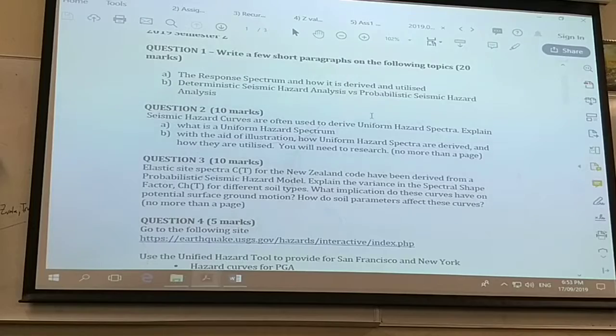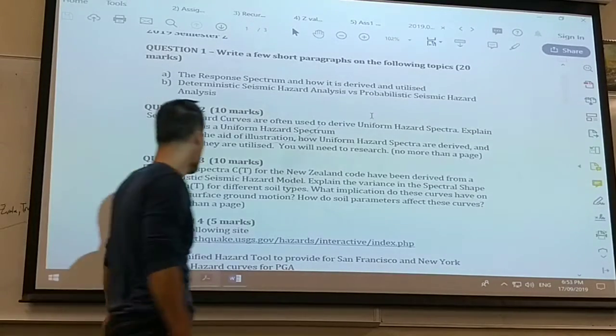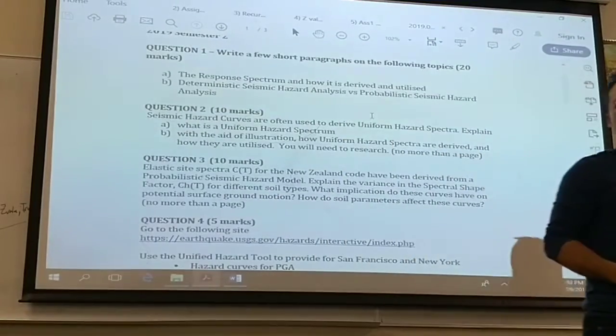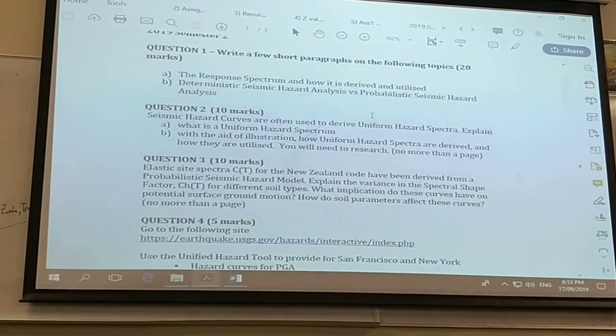Okay. Explain what the significance is of these curves. Question 3. Where do we get that information? Because I don't think we've got it. Just have a look at the code. Have a look at the code and just think about it, and you'll get an understanding. That's a very simple question. Just have a look at the code.